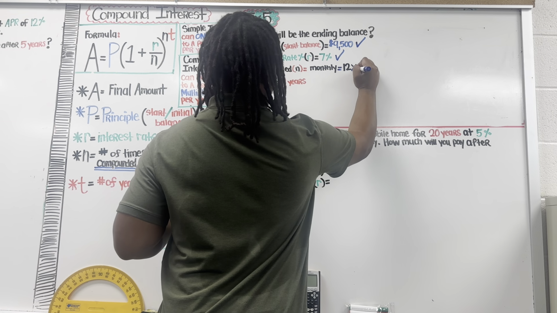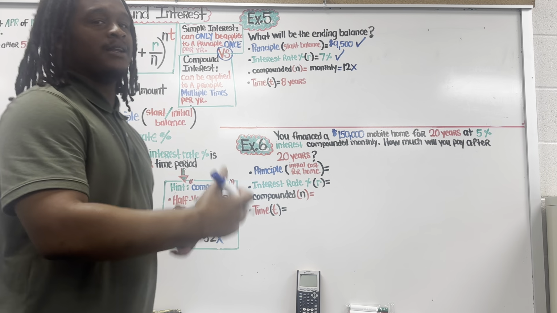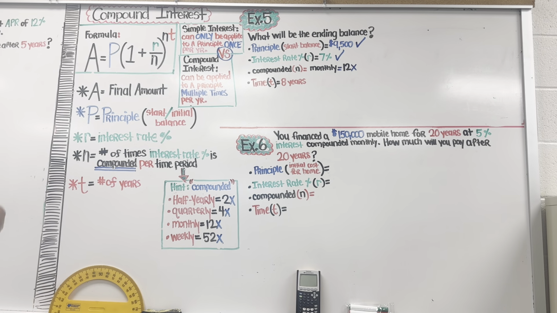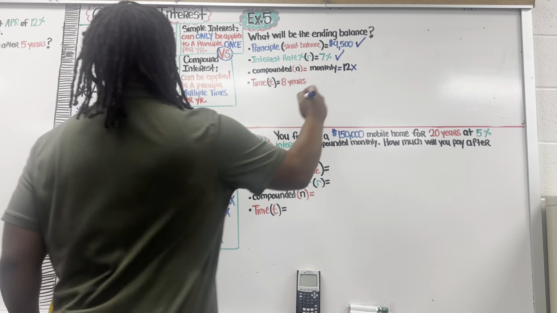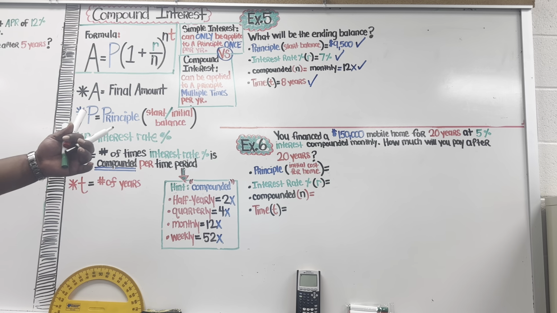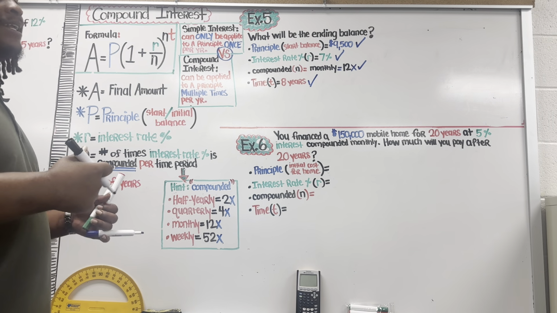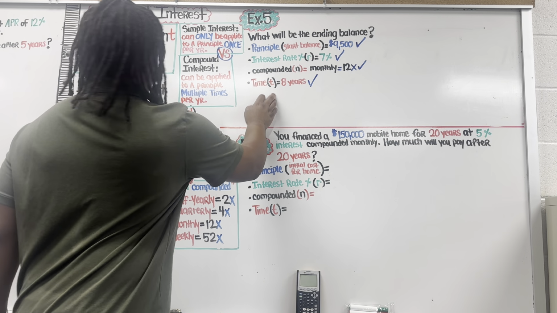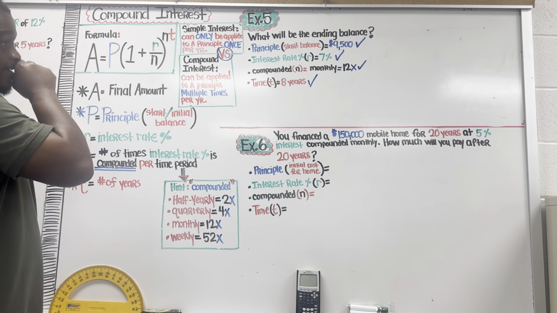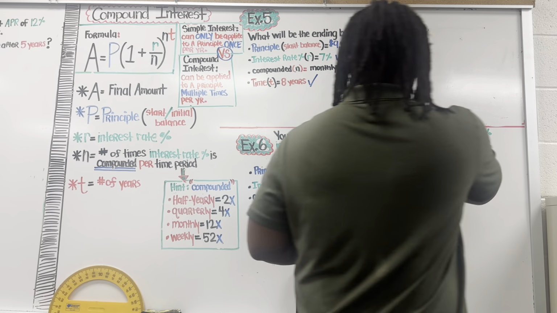The multiplication sign is letting you know how many times it's getting compounded within that year. So it's going to get compounded monthly. And the number of years they want us to check after is 8 years. In this particular problem, they have given us everything we need to know. All we need to do is plug in these values correctly into the formula. Let's go ahead and do that.